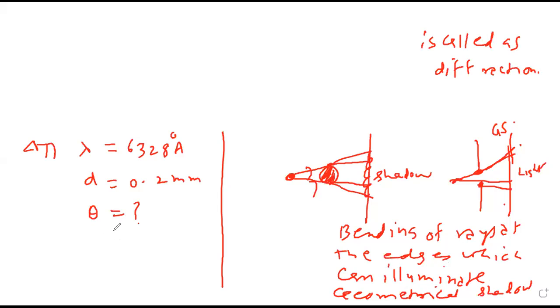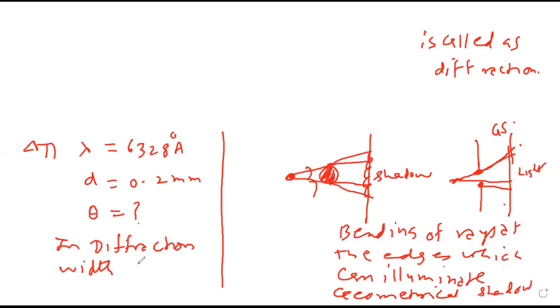Now they are asking, what is angular width of central maxima in diffraction? See, the word diffraction is not given, but single slit or single opening is diffraction. Double slit is interference if not given clearly.